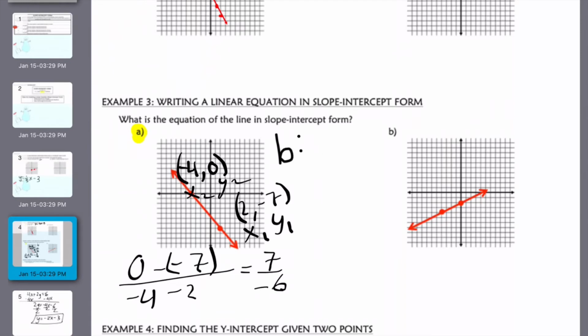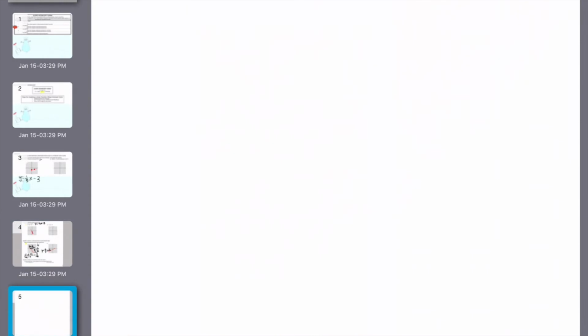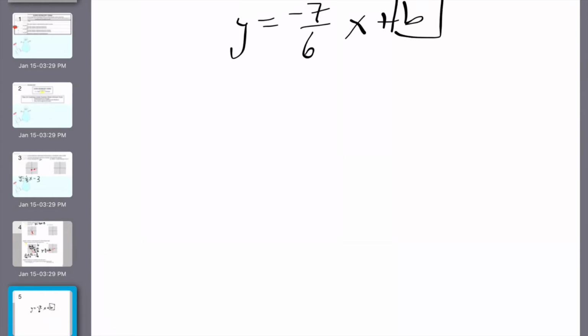And now essentially I have my y equals negative 7/6 x, but I need to try to find my b. So I'm going to take this over to another page. So I have my formula: y equals negative 7/6 x plus b. Now in order for me to find b, I have to use a point that we know.